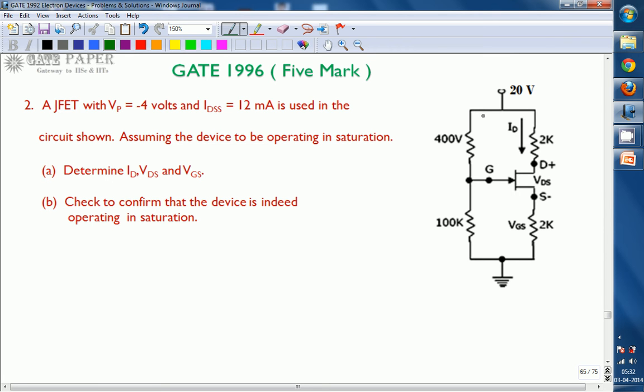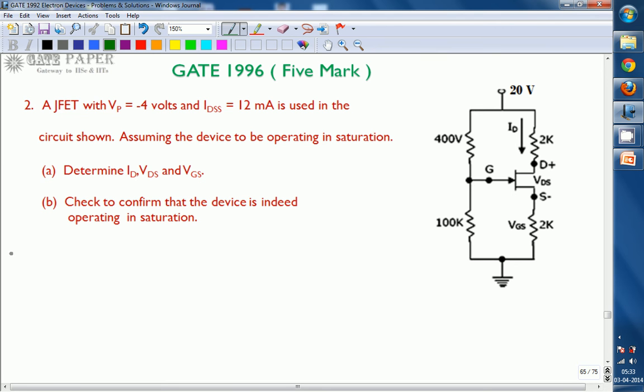First, determine ID, VDS and VGS. Second, check to confirm that the device is indeed in the saturation region. So first of all, we will see how to calculate ID, VDS and VGS. The known values are VP equal to minus 4 volts and IDSS equal to 12 milliamperes.